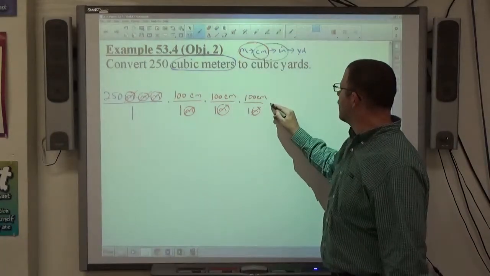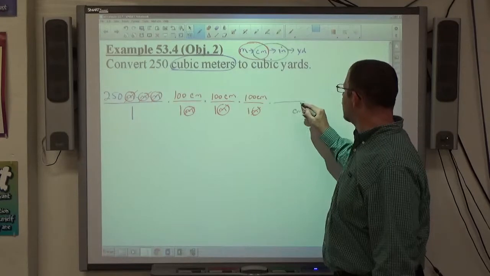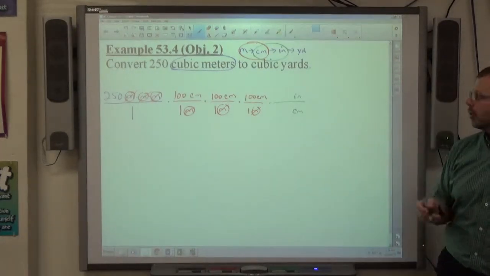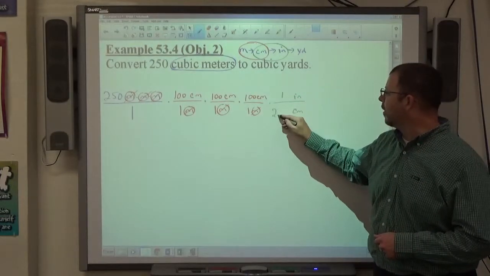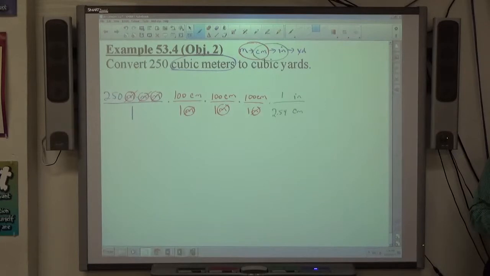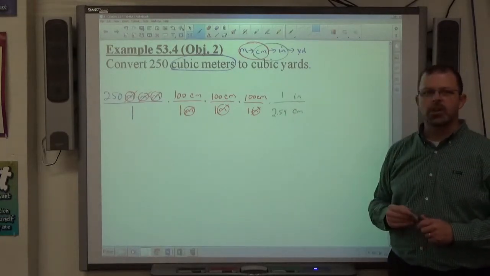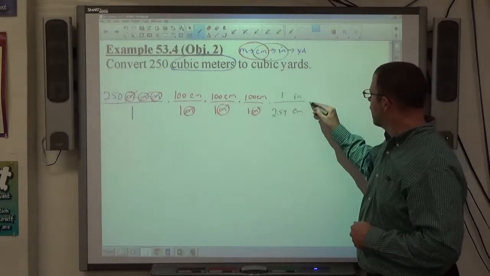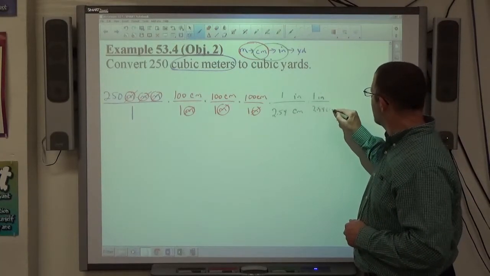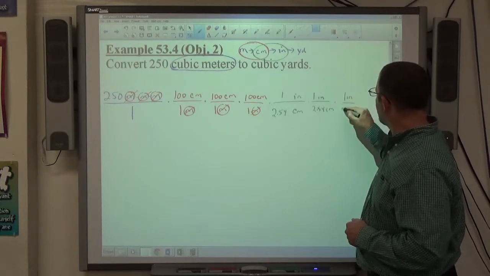The next place I want to go is inches cubed. I'm going from centimeters to inches. I want the centimeter unit on the bottom and the inch unit on top. The true fact about inches and centimeters is that 1 inch equals 2.54 centimeters. We have to have equivalent values in the fraction; the top and the bottom have to have equivalent measure. 1 inch and 2.54 centimeters are the same length. I'm going to multiply by 1 inch over 2.54 centimeters, and another 1 inch over 2.54 centimeters.